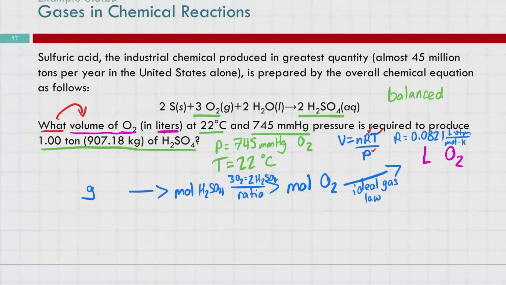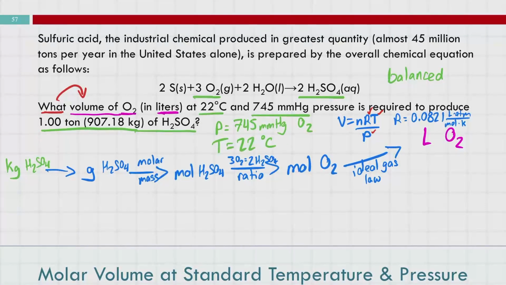So if we convert that kilograms into grams, we can use molar mass to get to moles. So starting with kg H2SO4, we can work our way through our solution map to get all the way to liters at the end. Do you have questions about any of the steps that I'm proposing here?